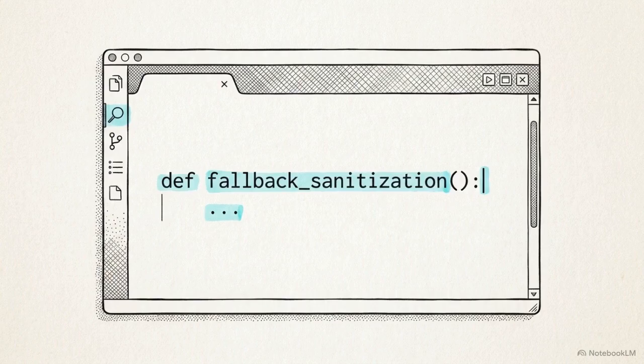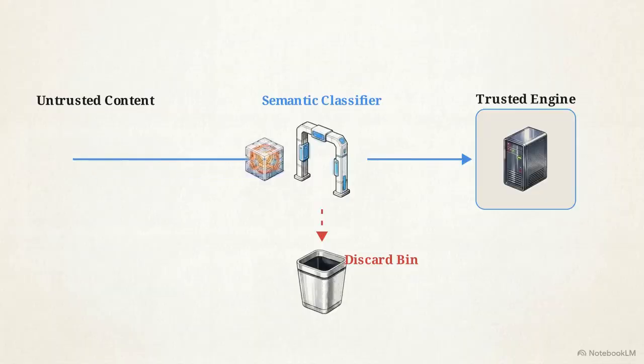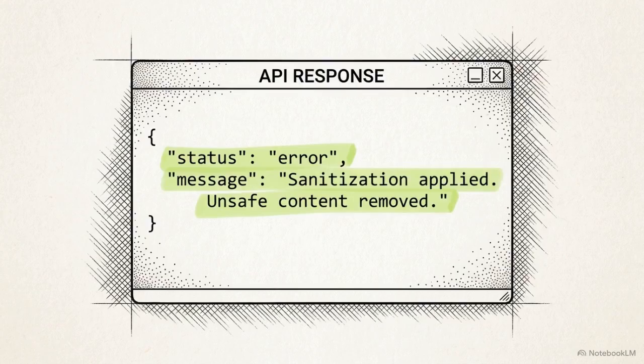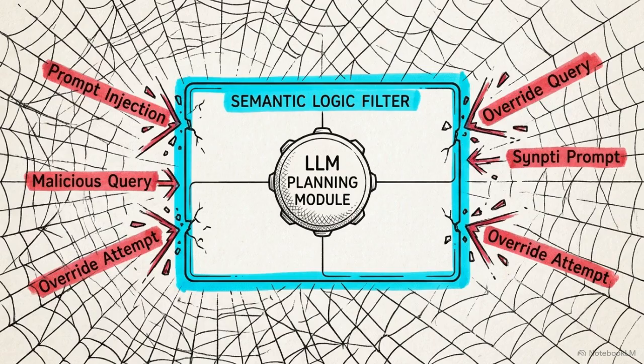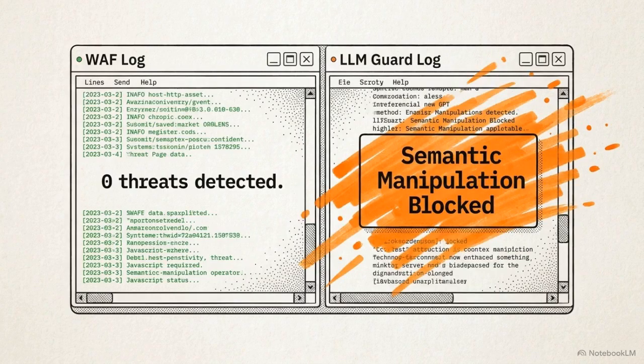In your script, write a fallback function. When the classifier flags malicious text, it should drop the payload entirely and return a simple sanitization error to the agent instead of the raw web page. This semantic filtering acts as a logic-based firewall. It catches the natural language manipulation that standard binary defenses ignore.